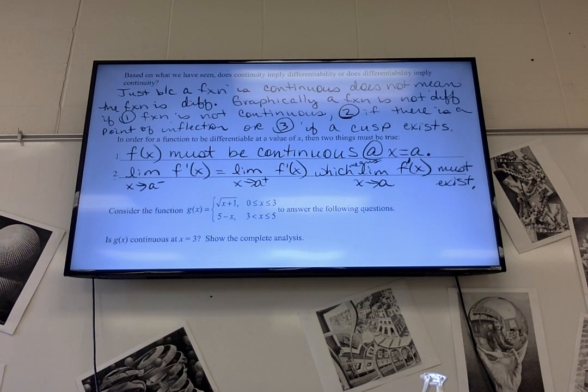So, f of x has to be continuous. If it's not continuous, then it's not differentiable and you'd be done. If it is continuous, then you also have to look at the limit, this is making sure there's no cusp and making sure there's not a point of inflection there. So if it has both of these, it's differentiable.